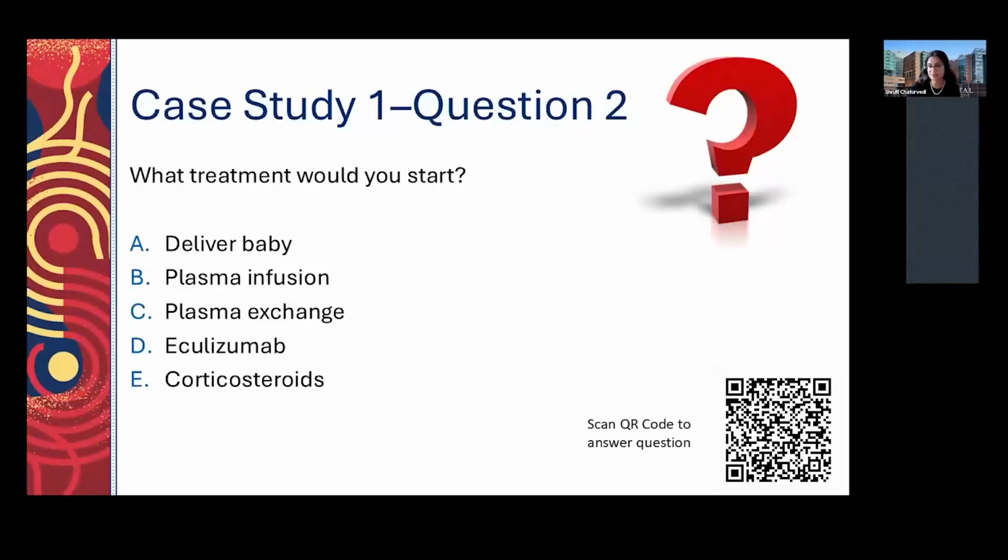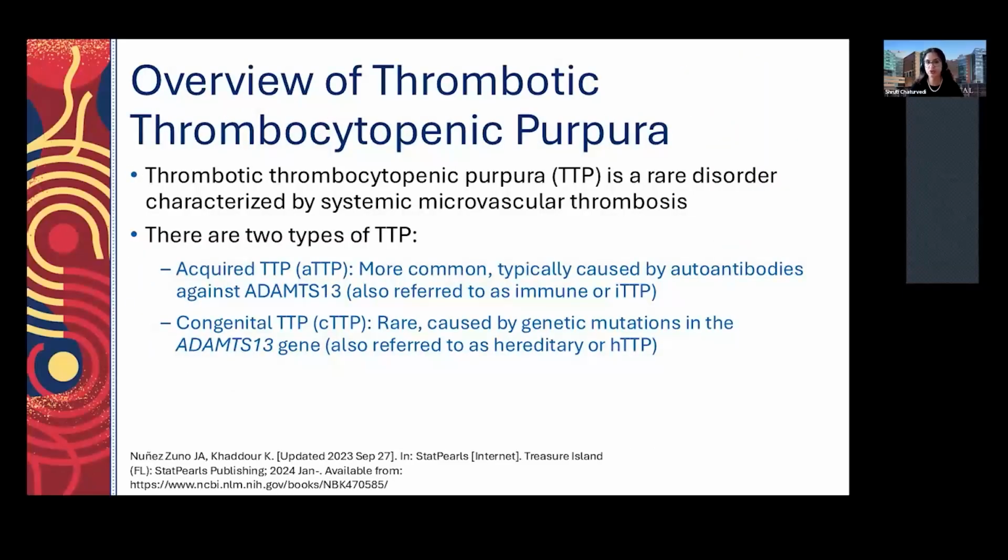Plasma infusion and plasma exchange are the two options that we really think about when we're thinking about TTP. But in this first episode, the day the patient presents, it's essentially impossible to know whether it is congenital or immune TTP, so plasma exchange is the safer answer over here, right? So let's move on to an overview of thrombotic thrombocytopenic purpura.